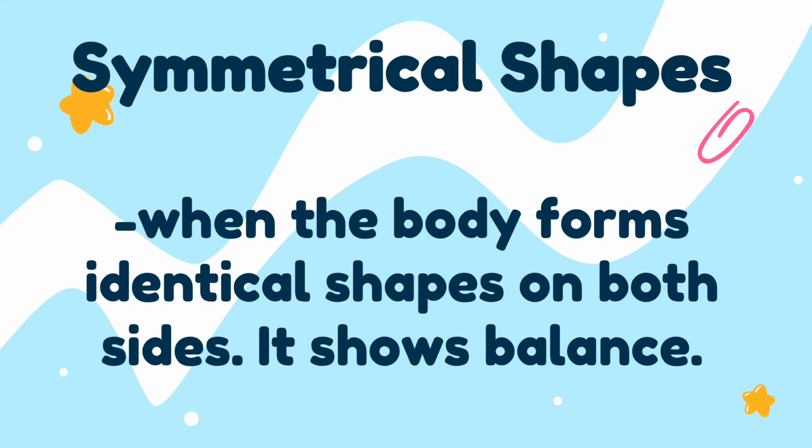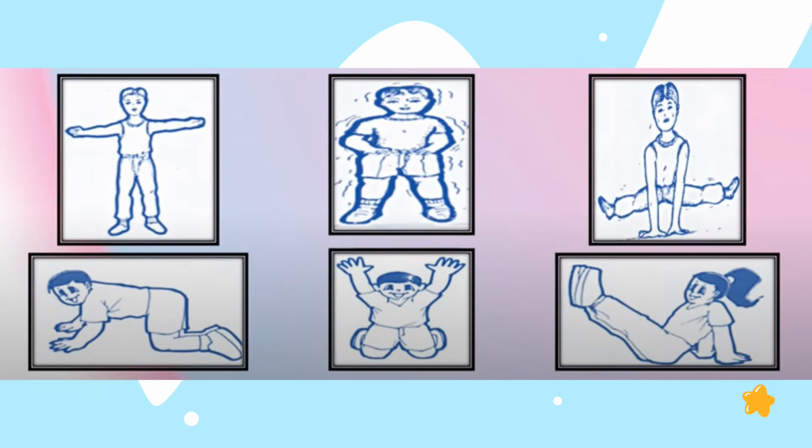Now, when we say symmetrical shapes, it is when the body forms identical shapes on both sides. This kind of body shape shows balance. Let us try to look at some examples. Now, these are examples of body shapes that show symmetry, meaning they also show balance. Can you also do this, kids? Okay, let's try doing it. Very good.